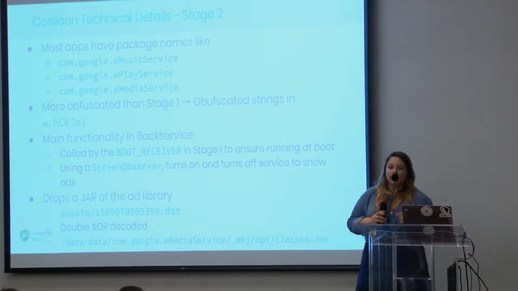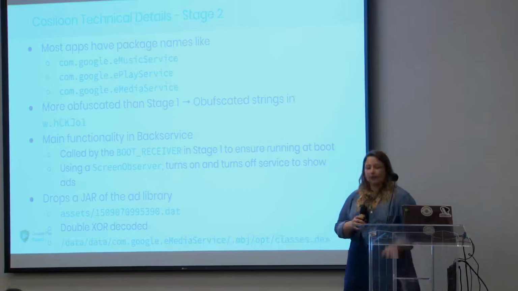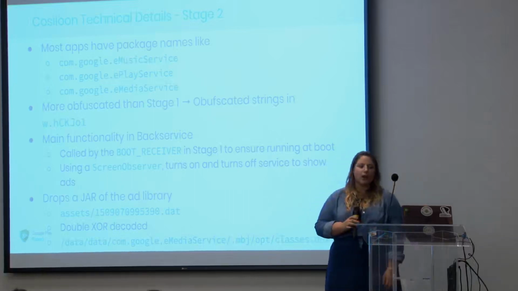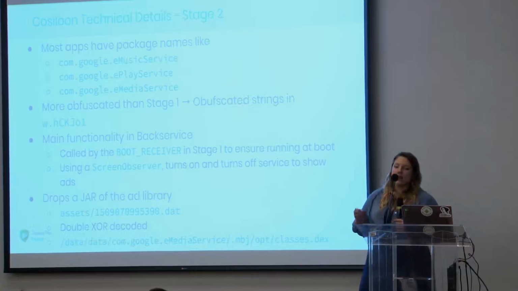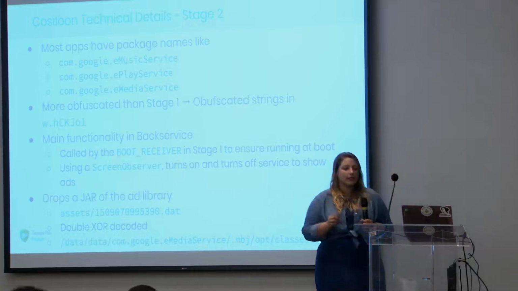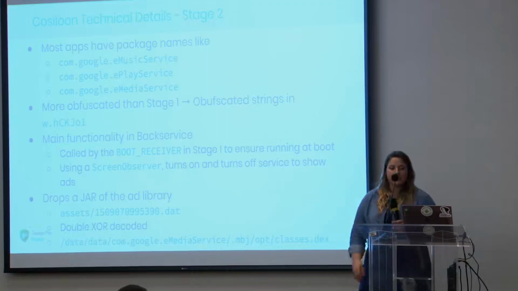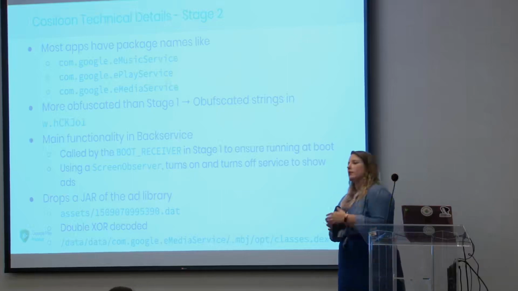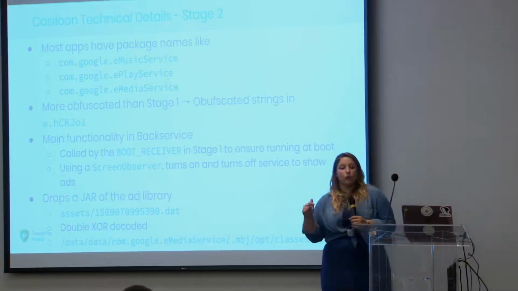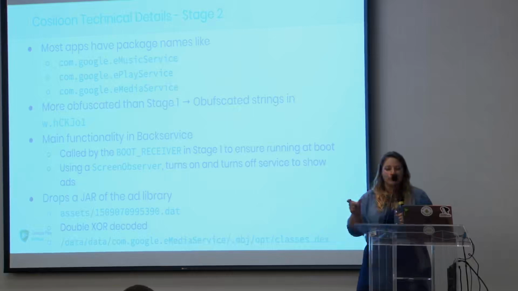And this was much more obfuscated than stage 1. Generally, stage 1 was not obfuscated at all. All of the strings were included in one class. And then they had just about all of their functionality in a single service called back service. So this is the service that ultimately the stage 1 was trying to start up with those startup values.